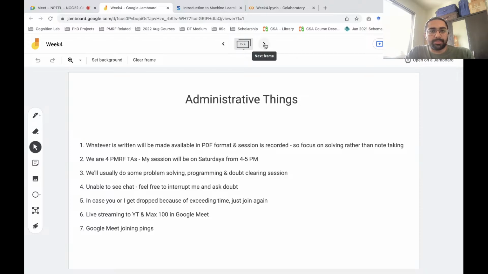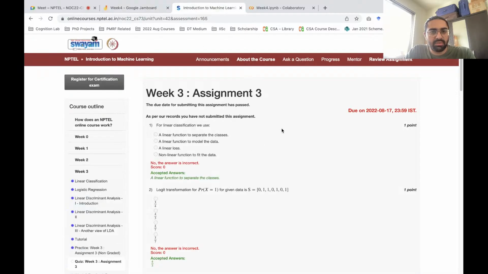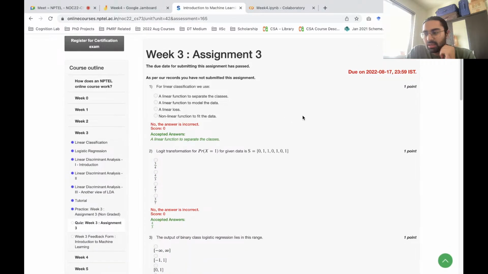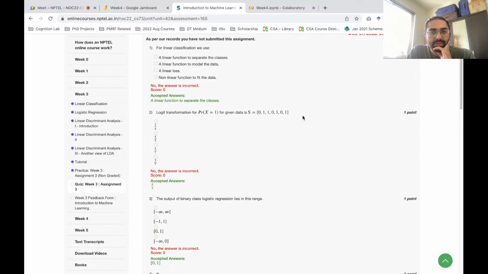All right, we'll go through previous week's questions in reverse order. I haven't written down the questions here. Rather, can you see the screen where I have opened the week 3 assignment? Good enough. We'll go one by one, and in case you have something you want to discuss, we will start from there. Do you have any specific doubts, or anything which is very difficult here?